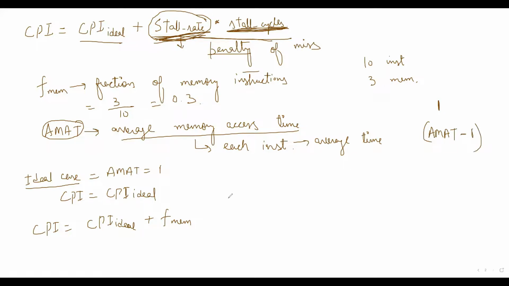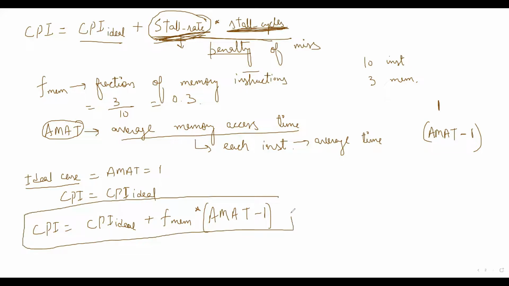So these are extra. So it will be F mem times (AMAT minus 1). Okay, so this is the actual equation. But you have to remember that here we have only included the penalty incurred in the memory access stage. In the actual equation, we have to include all the penalties because of other instructions or because of other dependencies. So this is our memory equation.